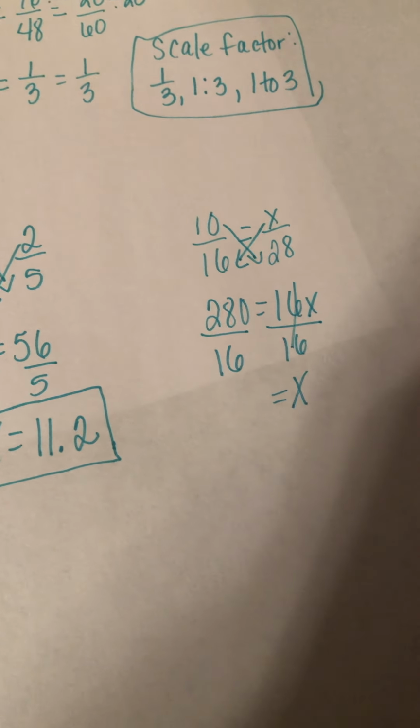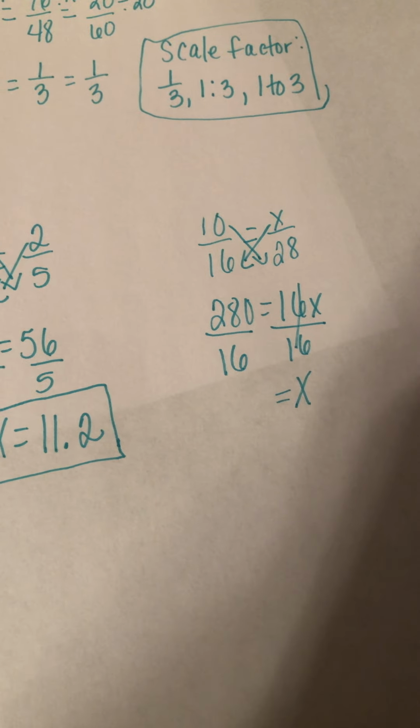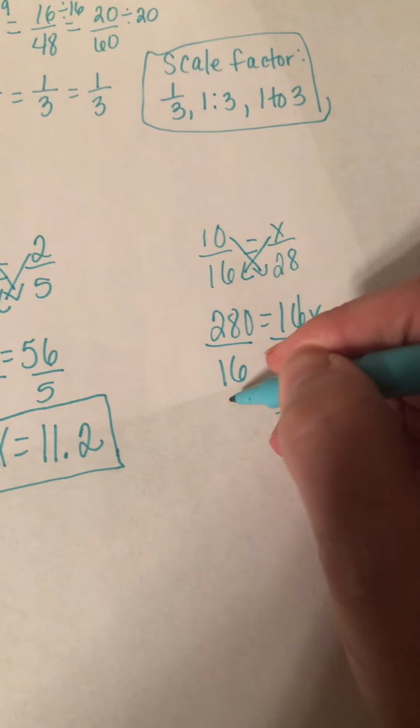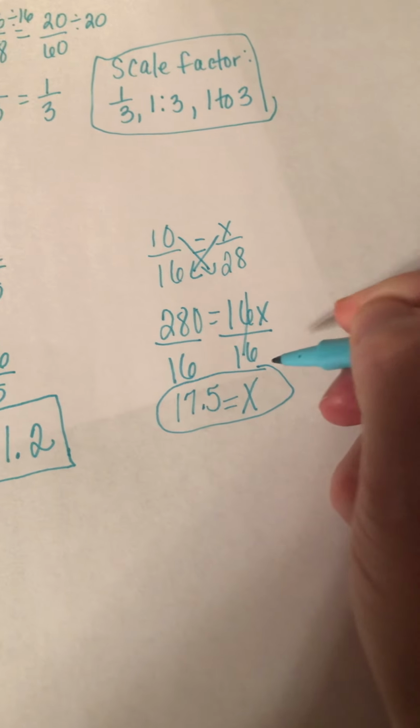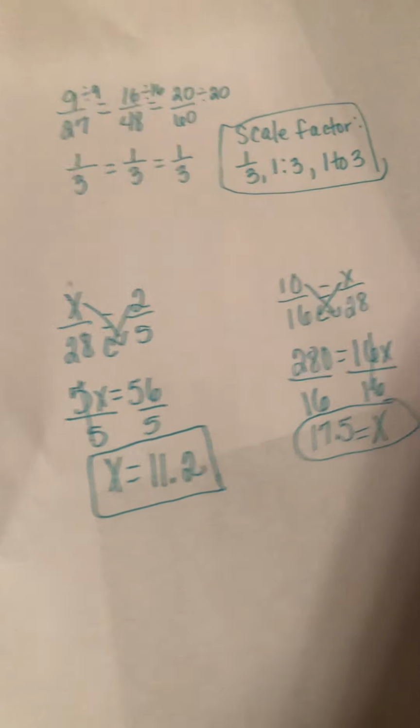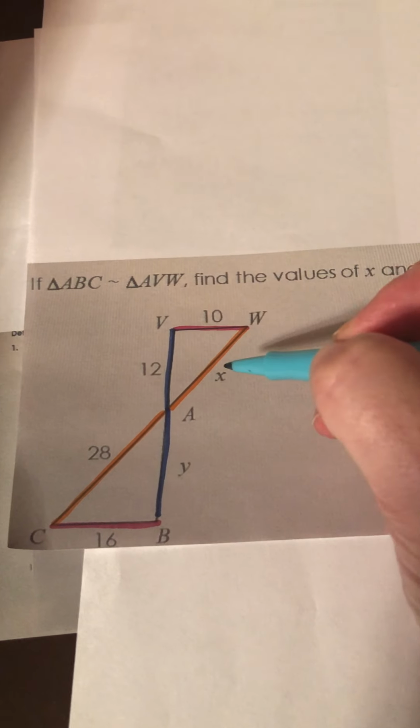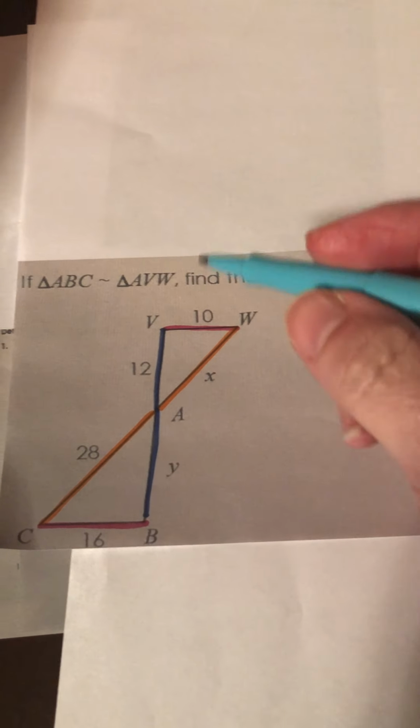Okay, so 280 divided by 16 is going to give us 17.5. Now that's a terminating decimal, so once again, perfectly okay. So we have solved for X and found it to be, right here, 17.5. Now let's solve for Y.